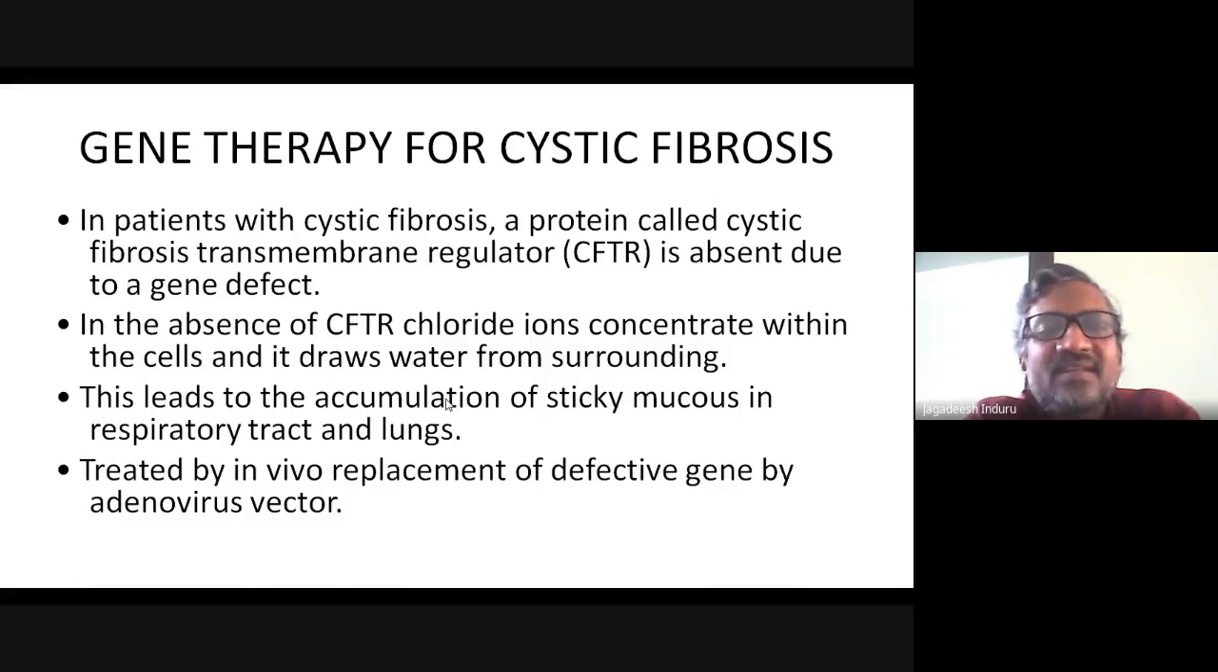In the absence of CFTR, chloride ions concentrate within the cells and draw water from the surroundings, and this leads to the accumulation of sticky mucus in the respiratory tract and the lung. It is treated by replacement of the defective gene using an adenovirus vector carrying this gene, which can be used in the treatment of cystic fibrosis. So the vector used is the adenovirus.